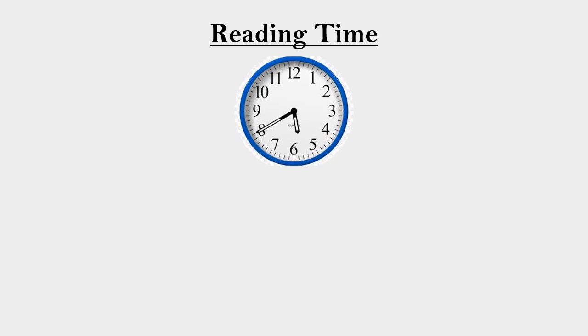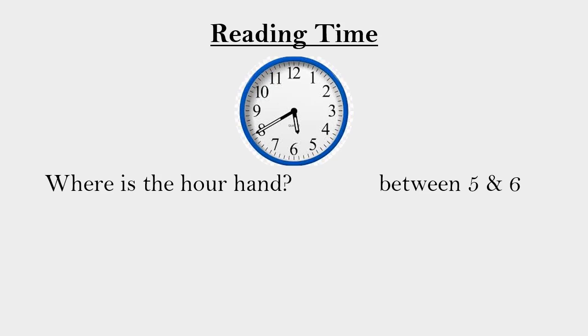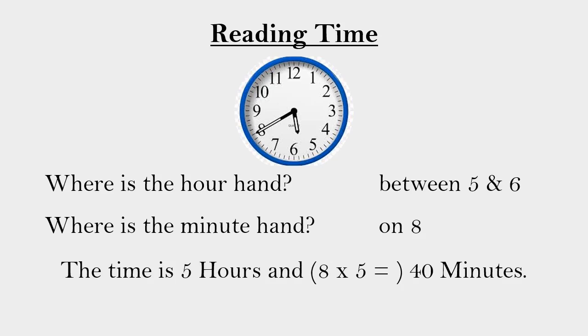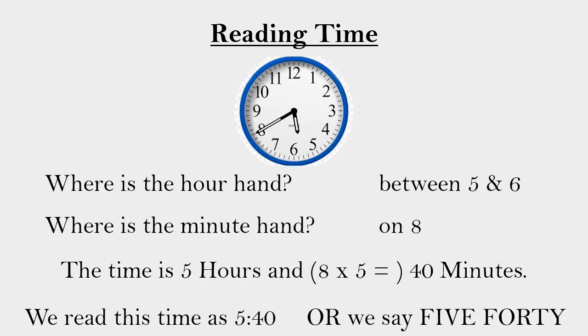The smallest hand is after 5 o'clock and before 6 o'clock. After 5 and before 6. So the hour hand is between 5 and 6. We'll take it as 5. And the minute hand is on 8. I said if you want to get the minutes, you multiply 8 by 5. So the time is 5 hours and 8 multiplied by 5 minutes. That is 40 minutes. So the time is written as 5:40. If someone asks us the time, we say it is 5:40.